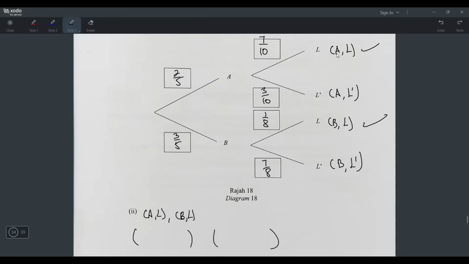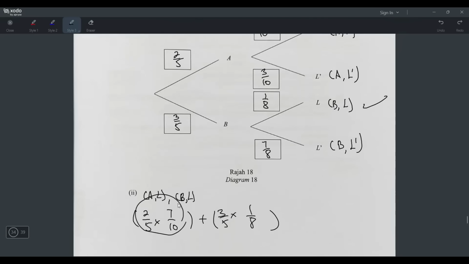Okay, for bus A late, it will be 2 over 5 multiplied by 7 over 10. And then BL will be 3 over 5, continuing like this. So 1 over 8. So 3 over 5 times 1 over 8. And then in between, you have to plus. Yeah, I have to plus. So it's this or this. So the middle has to be plus.